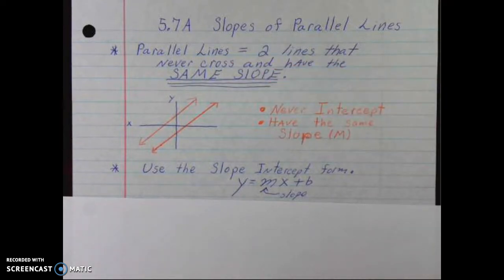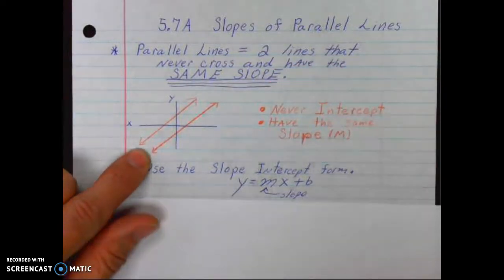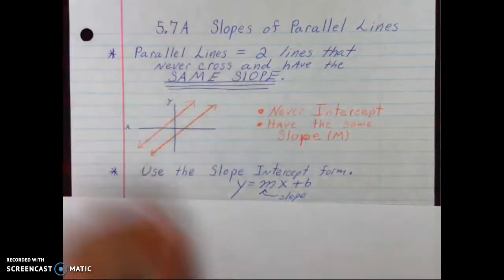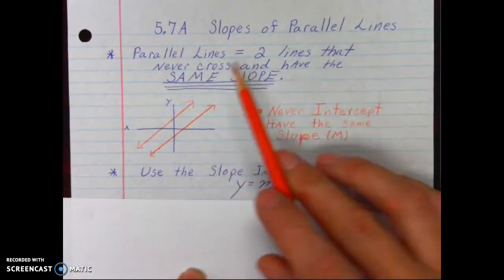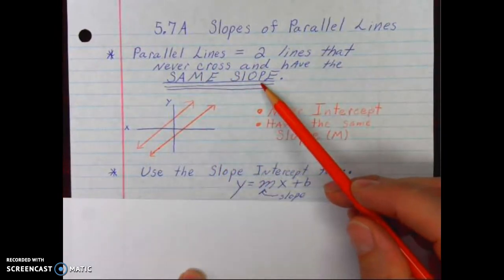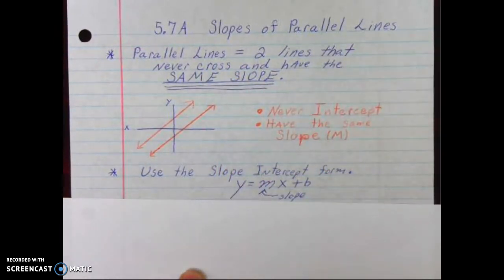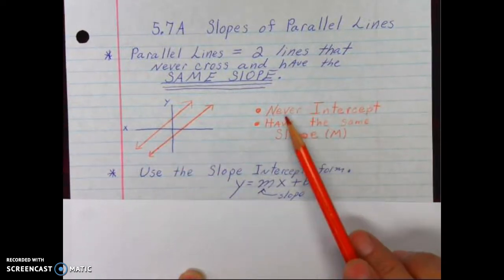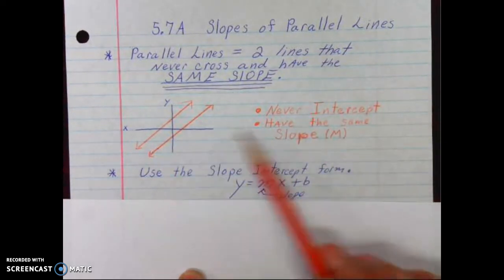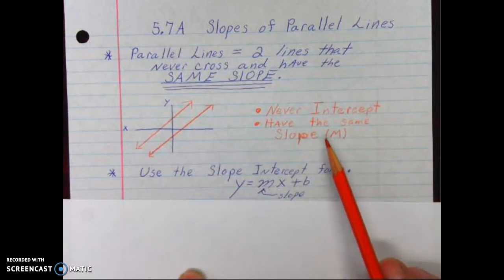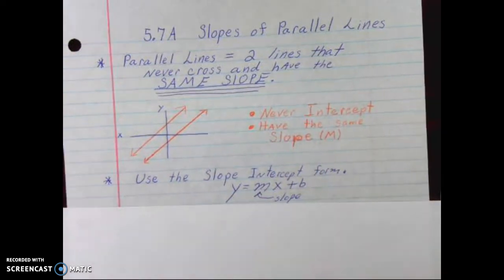Parallel lines are basically pretty simple. It's two lines that never cross, right? So that's huge. They never cross, and this is the key, they have the same slope, all right? It was so important I wrote it a second time, that these two lines will never intersect, and they must have the same slope. That's what it means to be parallel, all right?